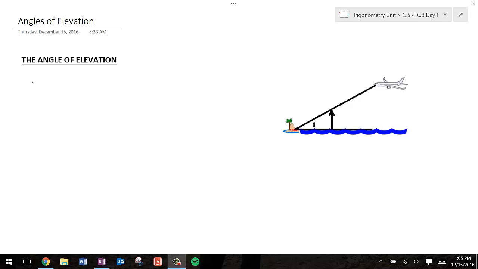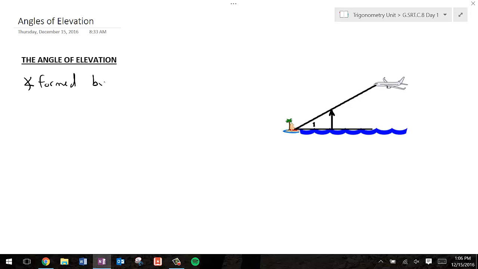So today we're going to look at our second of 3 videos in our trigonometry unit. And what we're going to focus on is more of the applied side of trigonometry today. And that starts with an idea of the angle of elevation. And an angle of elevation is the angle formed by the horizon and the line of sight upward.